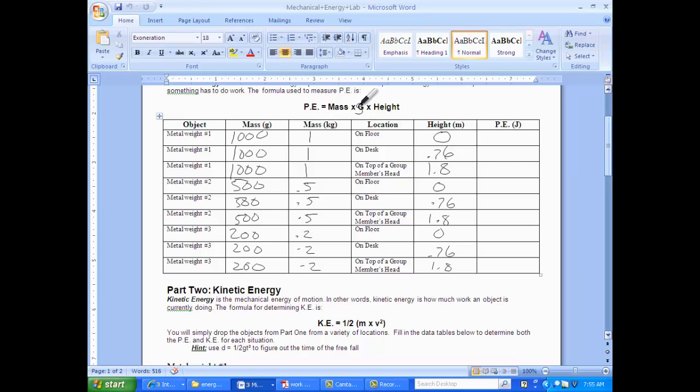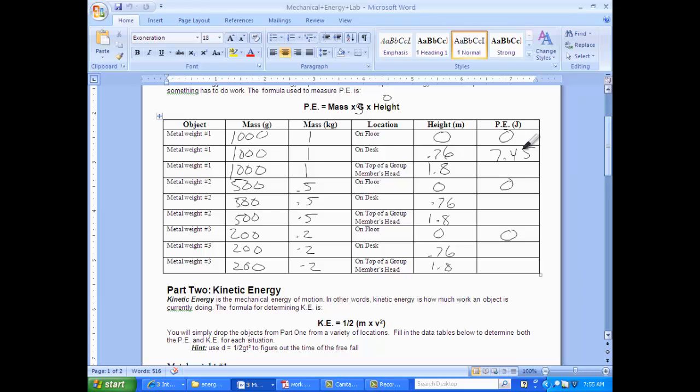Potential energy of an object with 0 height is going to be 0. I'm going to throw those in there, because if height is 0, anything times 0 is going to be 0. For the 1 kilogram mass on top of the table, the mass is 1, so it's 1 times 9.8 times its height, which is 0.76. 1 times 9.8 times 0.76 comes out to be about 7.45. Did someone say what, as if they don't know how I got that?